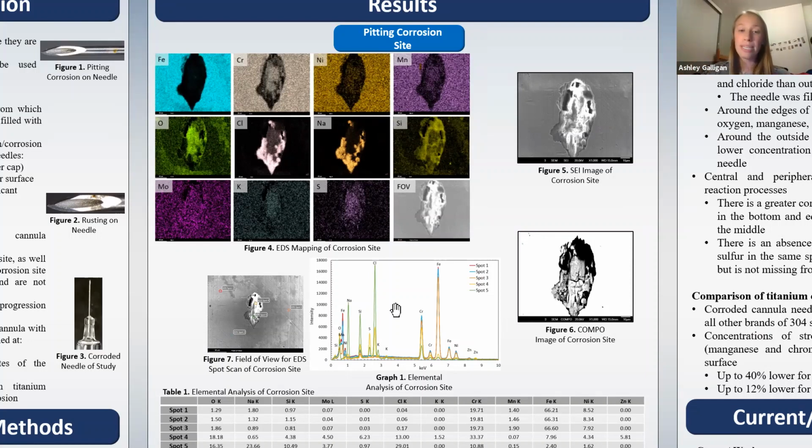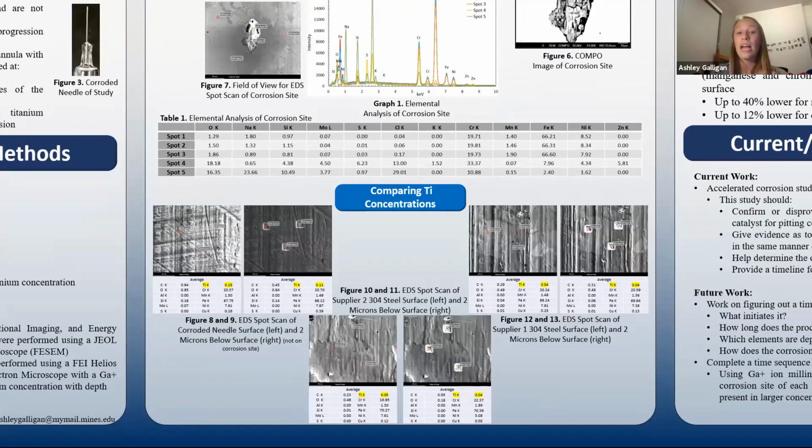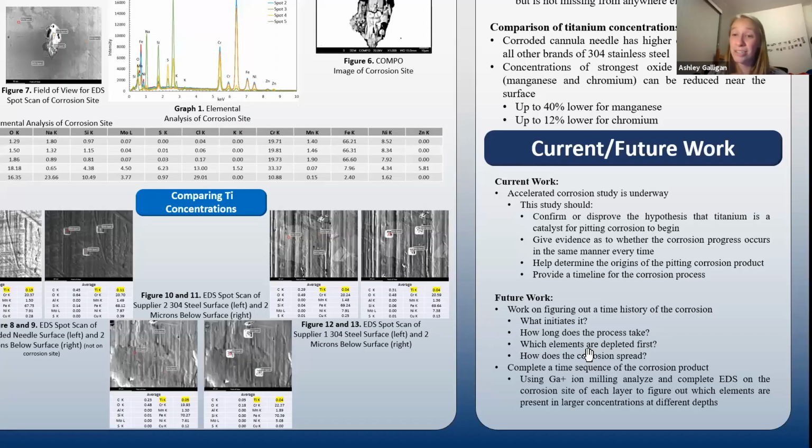And so then another thing we did was we analyzed titanium concentrations in both a corroded needle as well as other 304 stainless steels. And so what we found was that a corroded needle had 3 times weight percent of titanium than any other supplier of 304 stainless steel that we tested, which brings us to our current look, which is an accelerated corrosion study.